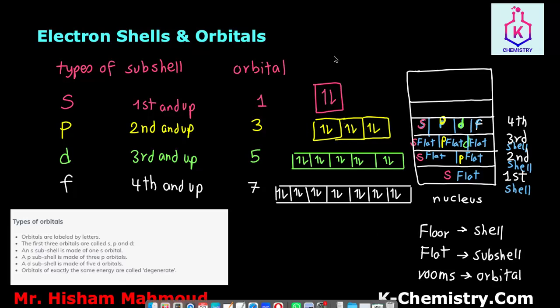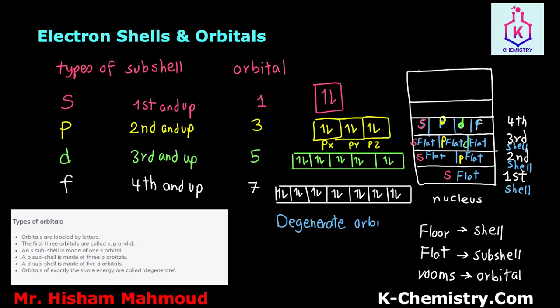The orbitals that have exactly the same energy, because they are in the same subshell, like the 3 orbitals of P, which by the way are called Px, Py, and Pz, or the 5 orbitals in the D, or the 7 orbitals in the F, are called degenerate orbitals. The degenerate orbitals are orbitals which have the same energy.